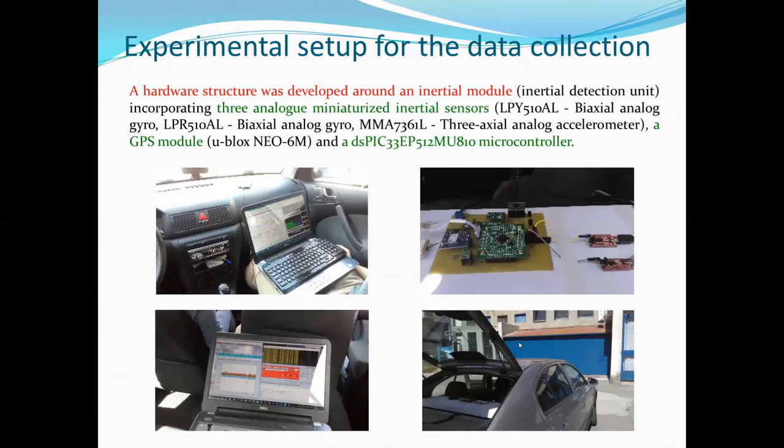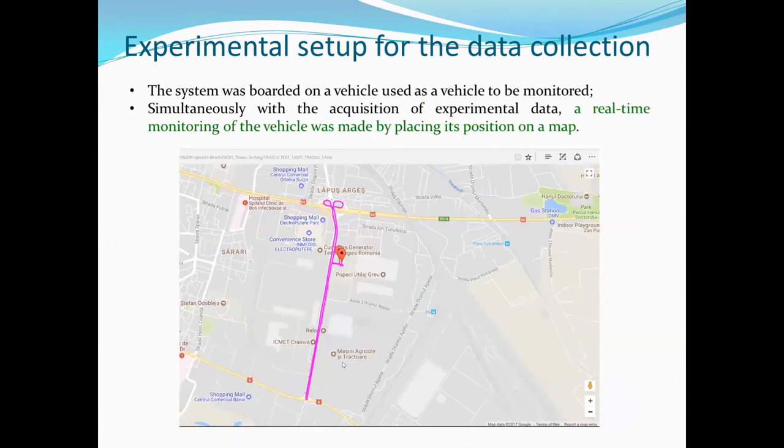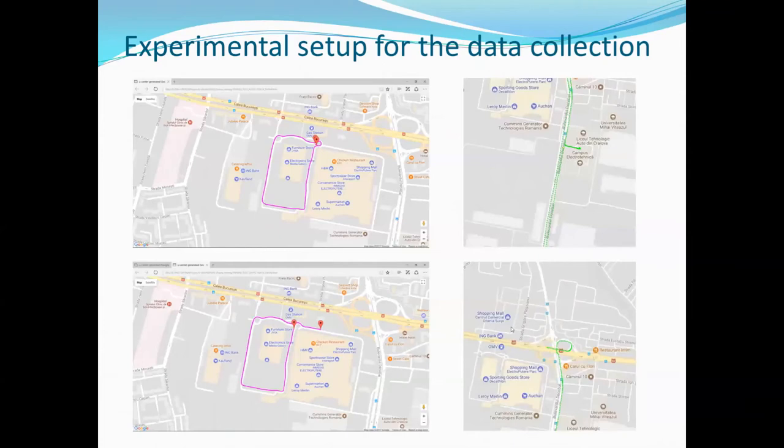Here you can see a few pictures with the preparation of the experimental setup, but also with the collection of data. So the hardware structure, including the inertial detection unit, was boarded on a car to collect more data in order to train the neurofuzzy inference system. Here we can see the positioning of the boarding vehicle during the phase of collecting data to train the ANFIS. Many tests were made. We collected a lot of data in a specific area.